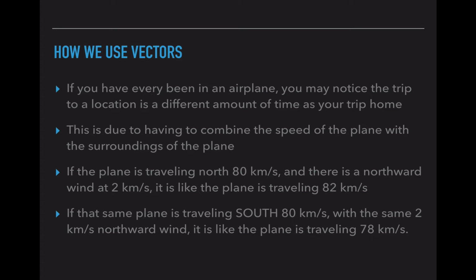Vectors are very, very useful in terms of combining speeds of multiple items. Airplanes are a perfect example. If you've ever been in an airplane, you may notice that the trip to a location is a different amount of time than your trip home. This is due to having to combine the speed of the plane with the surroundings of the plane, or the wind that the plane is traveling in. If the plane is traveling north 80 kilometers per second, and there is a northward wind at 2 kilometers per second, the plane is actually traveling 82 kilometers per second. If that same plane is traveling south 80 kilometers per second with the same 2 kilometer per second northward wind, it's like the plane is only traveling 78 kilometers per second.